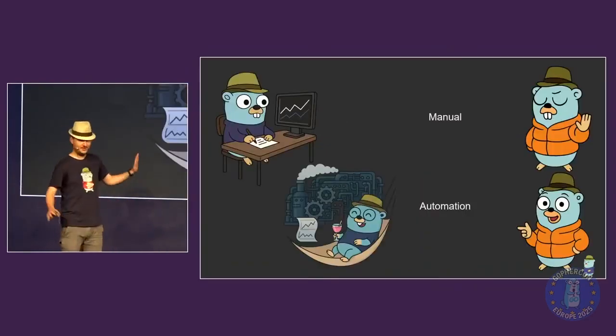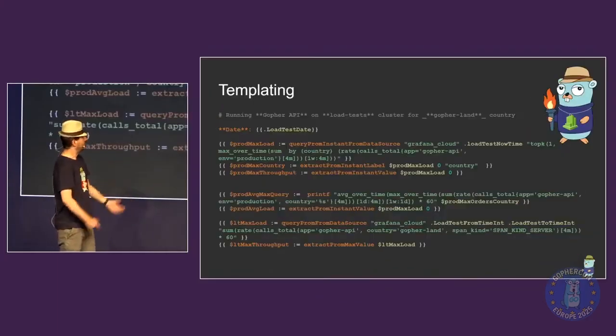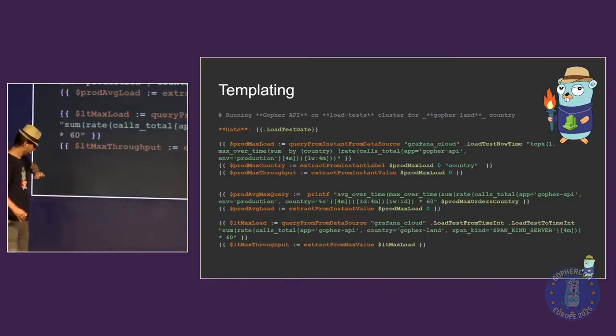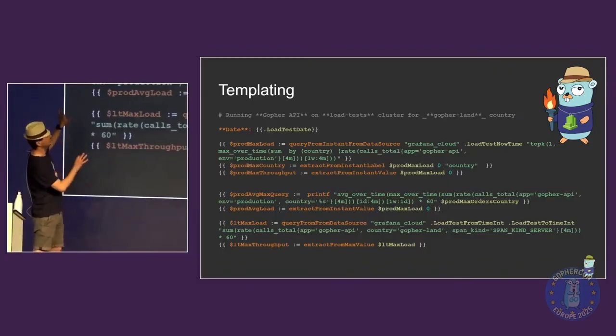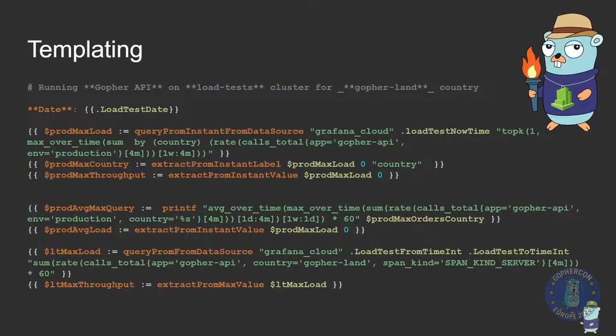So we decided, okay, not manual, let's go for automation. We created a tool to automate our load test reporting. This is how it looked, and it's completely based on default Golang templates. You can see this is a kind of markdown document. You have some variables and some functions, so you can, for example, run a query on Prometheus to get data from Grafana Cloud for a specific query, and this data will be printed in your document.